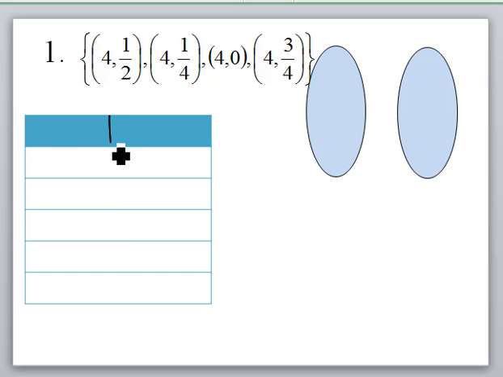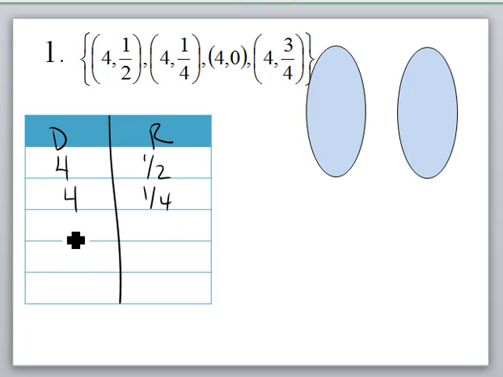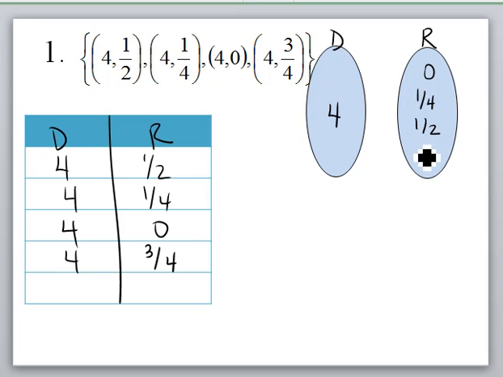Okay, you should have put your domain over here and your range over here. We have just (4, 0), (4, 1/4), (4, 1/2), and (4, 3/4). So we only have one domain value. That's the only thing that's going to come over here and be in our mapping diagram for the domain. Over here, the range, we're going to list them from least to greatest. So 0, 1/4, 1/2, and 3/4.